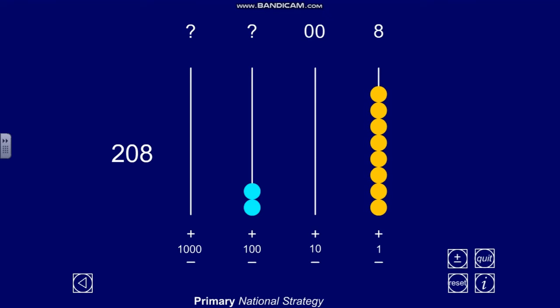So 208, 198, 188, 178, 168, 158, all the way back to our start number, which was 38. So this is a really good strategy for adding multiples of 10.